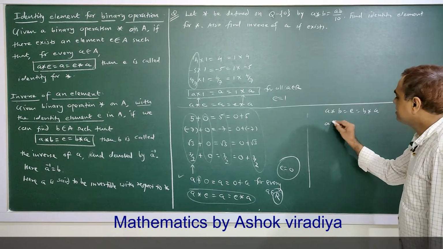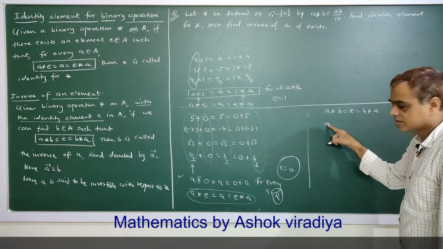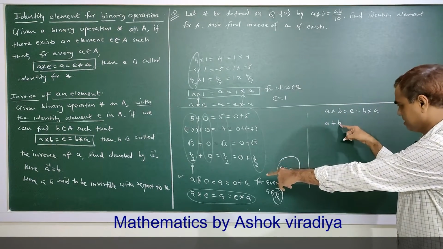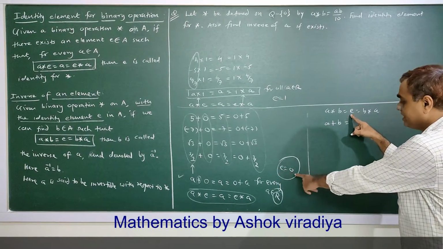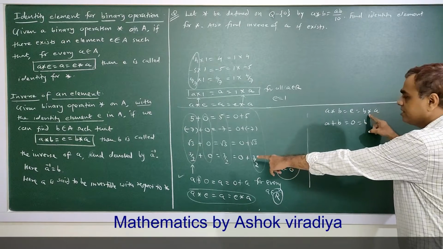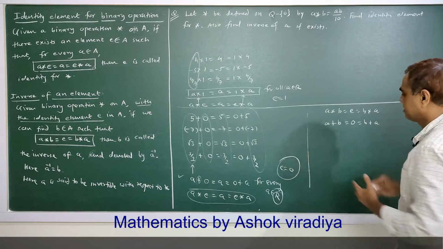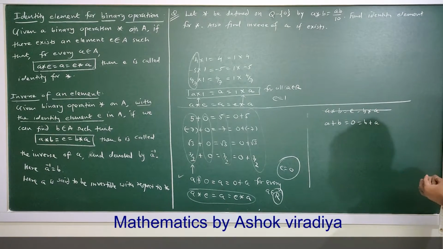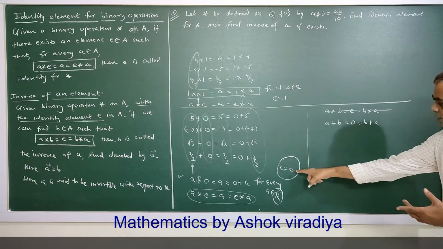See here A is real. Star in this example is plus. B equal to, what is E? E is 0. B star is in this example plus A. So this statement is rewritten with the value of E, because we know E is 0.